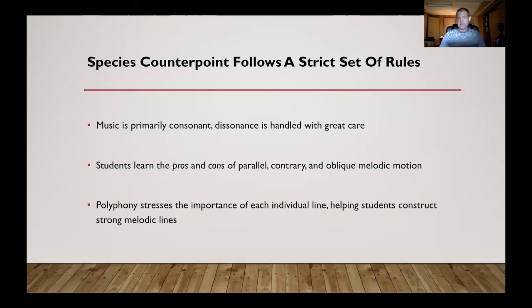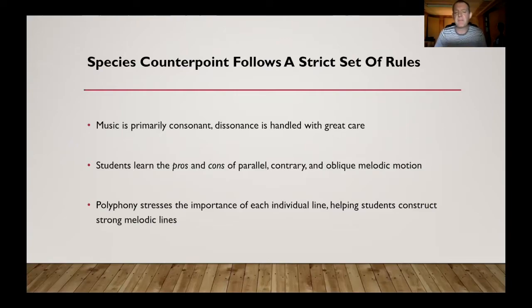Contrary motion is what it sounds like. It's when one line is moving in one direction and the other line is moving in the other direction. Contrary motion is also very useful, but there are pros and cons as well. Oblique melodic motion is when one line is staying the same. For example, in third species, you're going to have four notes against one note in the cantus firmus. So if the note is being held in the cantus firmus and the other line is moving in one direction while one line stays the same, this is oblique melodic motion.